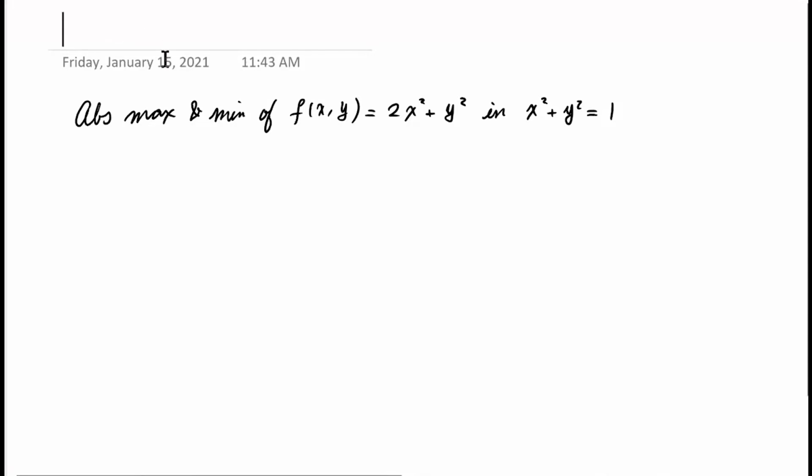Today's topic is called the Lagrange multiplier, okay? And that's something totally new. So if you haven't been doing homework, now is the time to wake up and catch up over this long weekend. So let's find the absolute max and min of this function, okay?